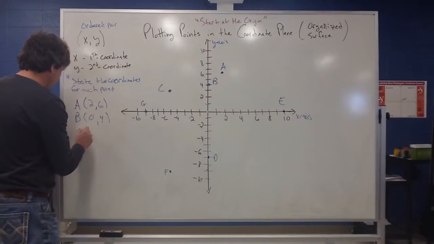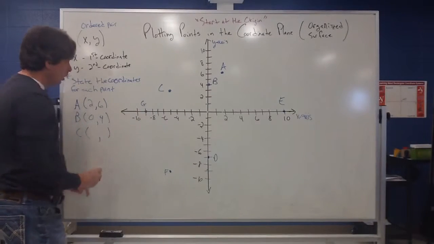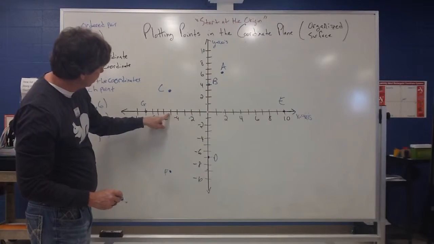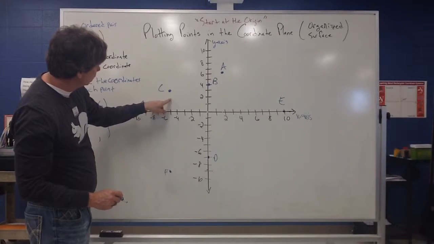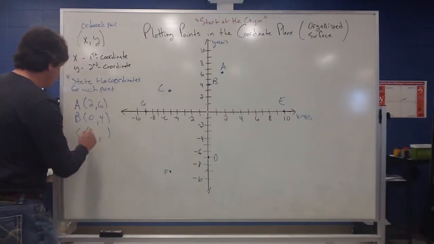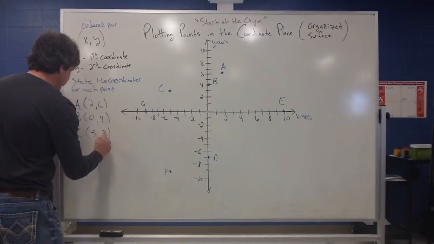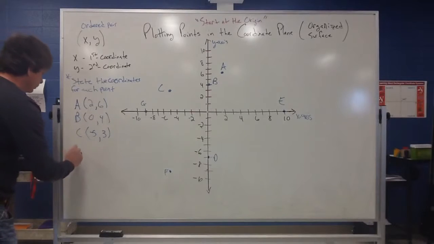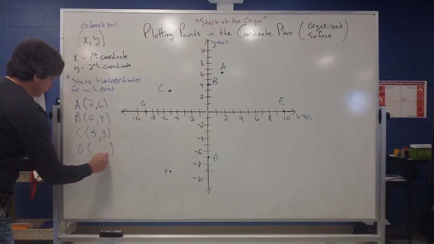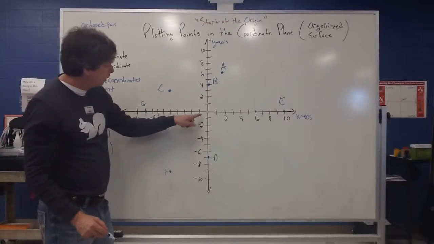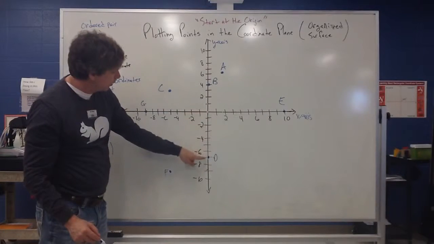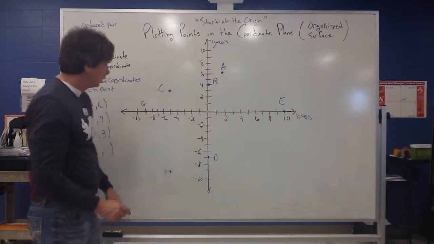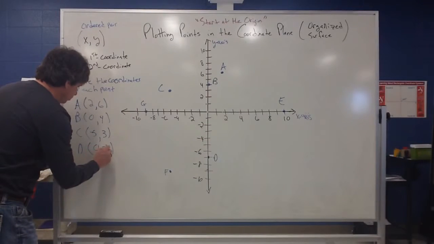Point C, again, starting at the origin, I have to move 1, 2, 3, 4, 5 to the left, negative 5. Then 1, 2, 3. So it looks like a negative 5, positive 3. So point C is at negative 5, 3. Point D, again, I don't move left or right, I just move down. Looks like I move down 7. 1, 2, 3, 4, 5, 6, 7. So 0, negative 7 is point D.